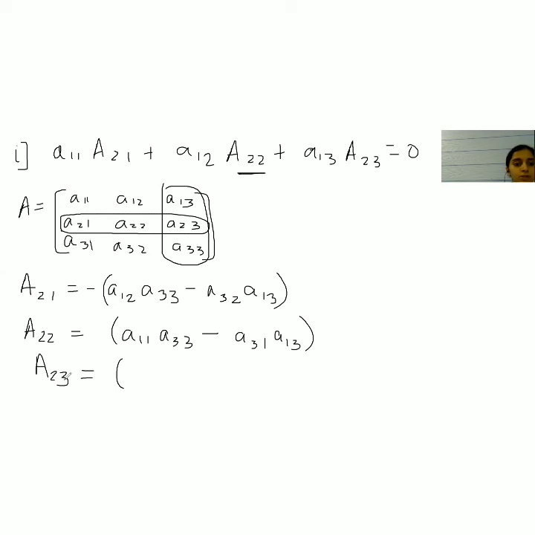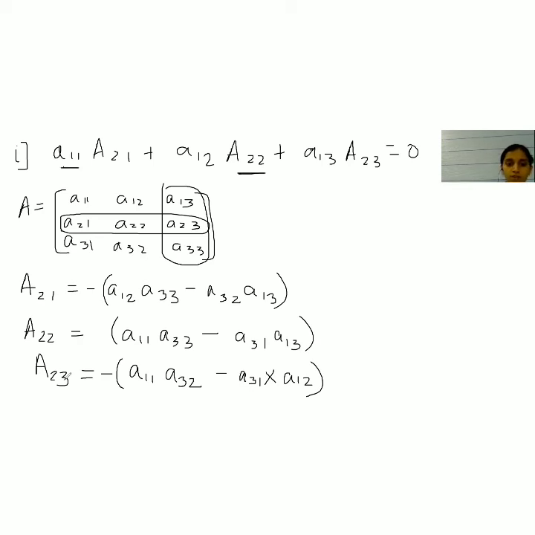The minor will be A11 multiplied by A32, minus A31 multiplied by A12. The sum of 2 and 3 is 5, so the sign will be minus. This is your cofactor. Now what we have to do? The cofactors are to be multiplied by certain elements.